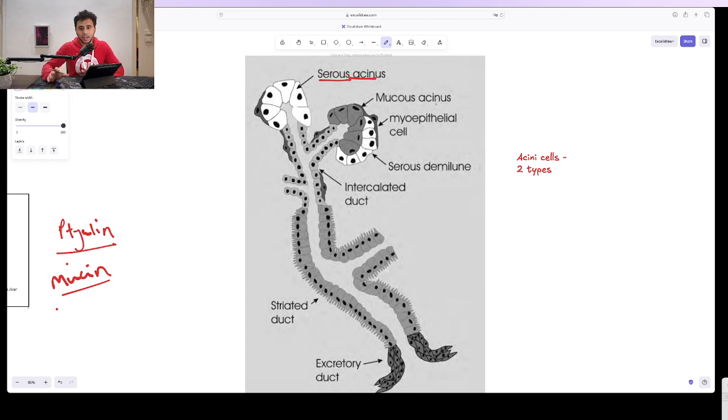And saliva is made of a watery part and a thick part. The watery part, which we call the serous, is produced by a type of acinar cell also called the serous acinus, which is responsible for producing the watery part. And the mucus, which is the thick part, is from the mucous acinus. All right.